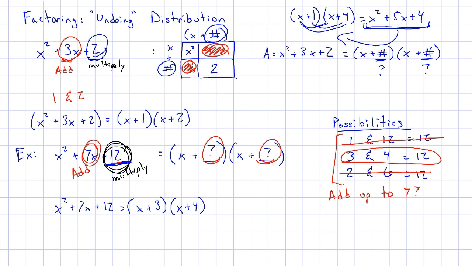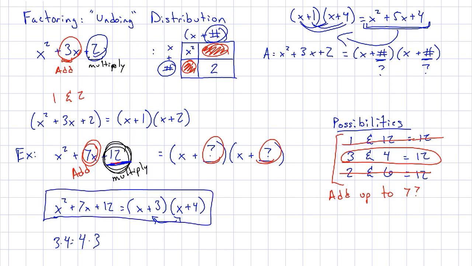Now, as a side note, some students will sometimes ask me if it matters what order these are written in. Do you need to put the plus 4 first or second? And it does not matter. So if you have 3 times 4, that's the same as 4 times 3. So you can write these two parentheses in either order and it doesn't change the answer. So we just go ahead and pick, dealer's choice. Whichever one you want to write first is up to you.